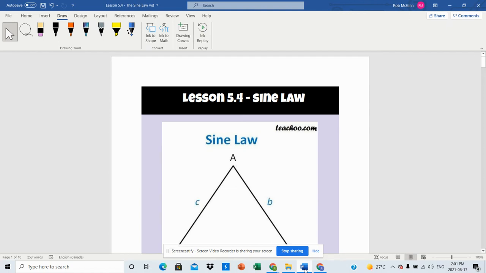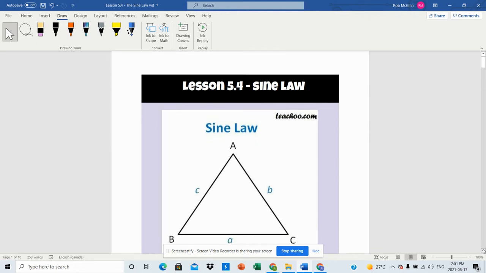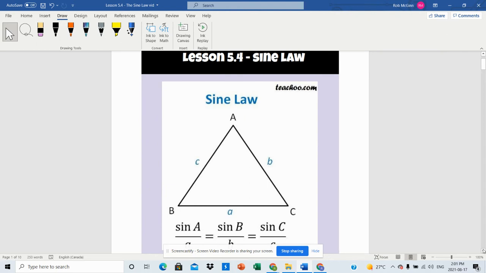Welcome to lesson 5.4 on the sine law. So, in lesson 5.3, we learned about our primary trigonometric ratios, and one of those ratios was sine, which was opposite over hypotenuse, which was very useful if we had a 90-degree angle in our triangle, or in other words, if it was a right angled triangle. What we're going to learn today is what to do when we don't have a right angle triangle.